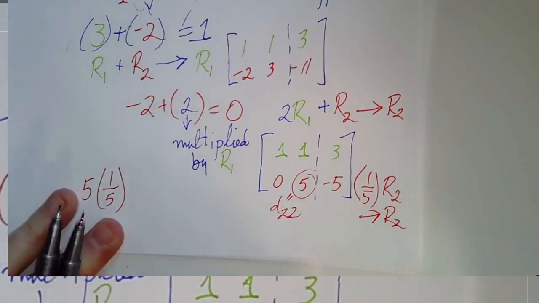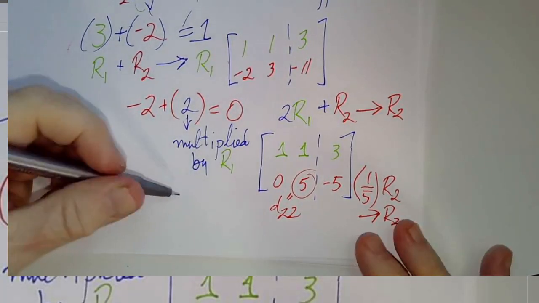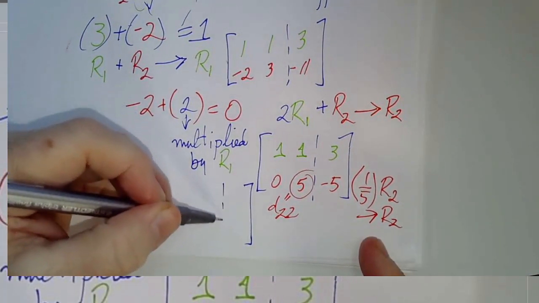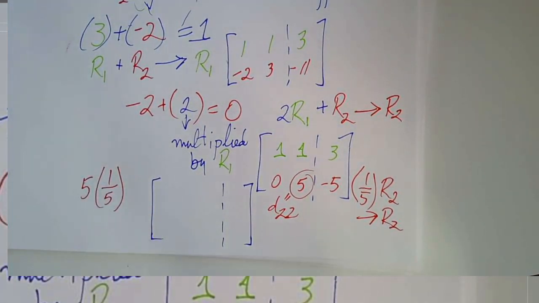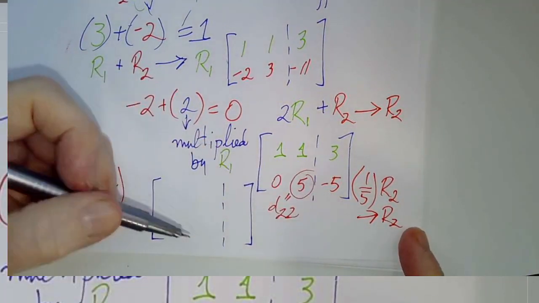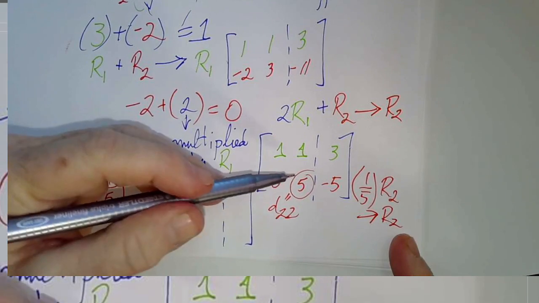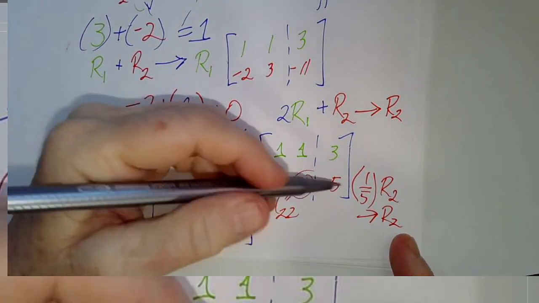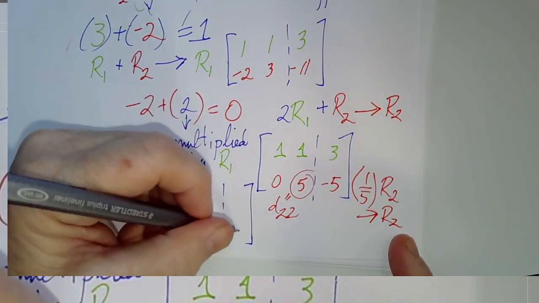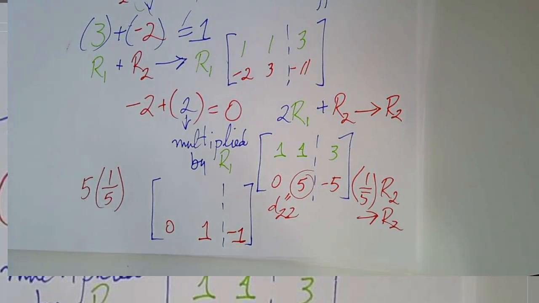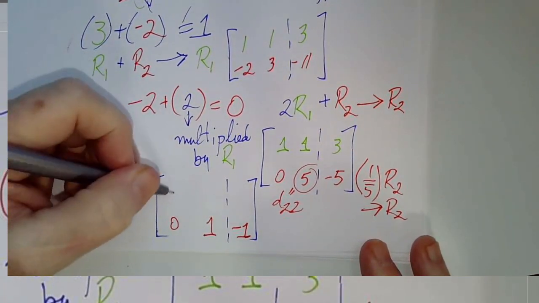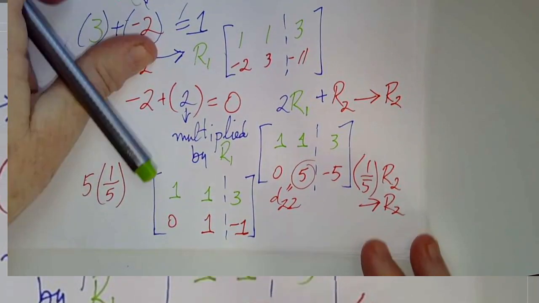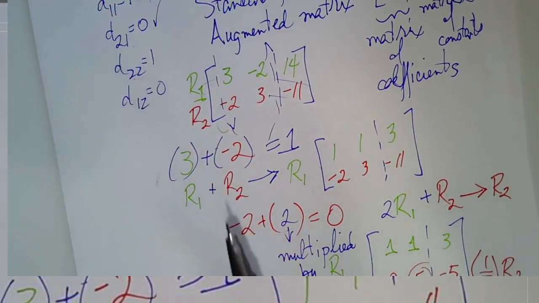And we don't need to do this on a separate piece of paper because we can multiply in our heads. So let's see. 0 divided by 5, still 0. 5 divided by 5 was 1. That was our goal, so very good. Negative 5 divided by 5 is negative 1. Awesome. We still have 1, 1, 3 in row 1. So we just did the third step.